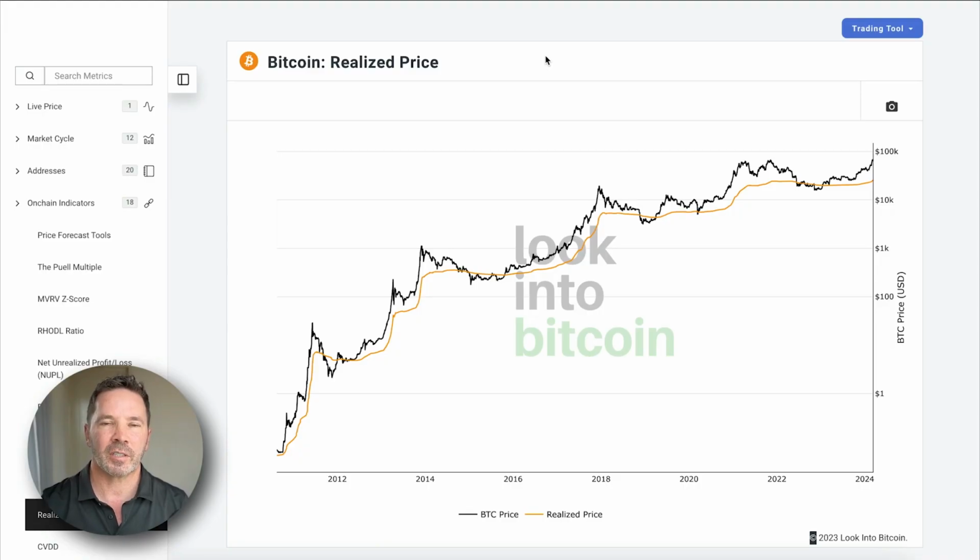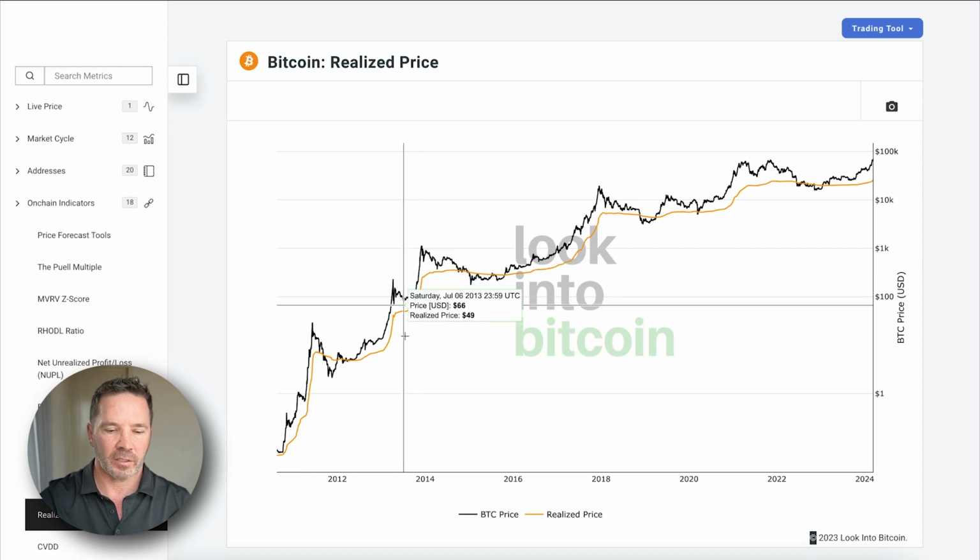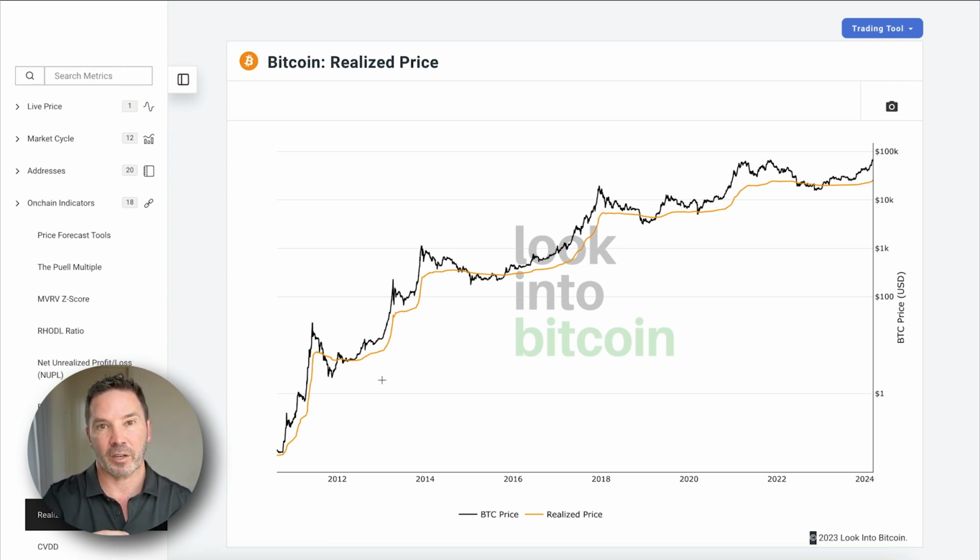Here we are in the first chart. I'm going to start with this one, not the MVRV yet, but I just wanted you to get an understanding of what the realized cap or realized price is all about. So you can see on this chart that there are two lines. A black line is the price of Bitcoin over time, in this case since 2010 or so. And then the orange line underneath it, and occasionally above it, is the realized price of Bitcoin. And you can see over time, the realized price really doesn't fluctuate dramatically.